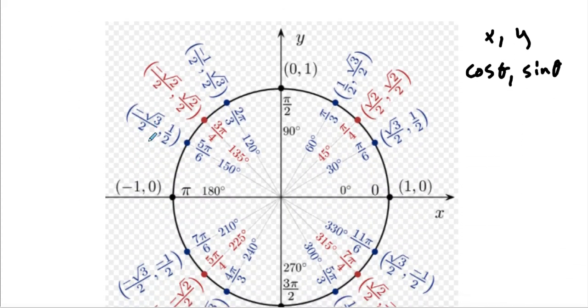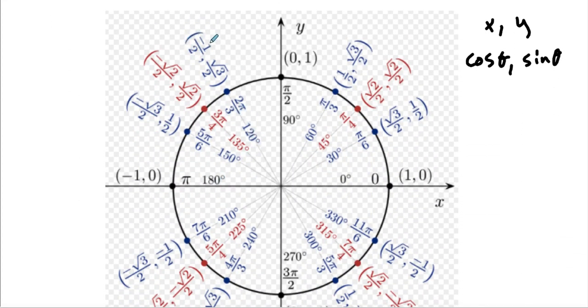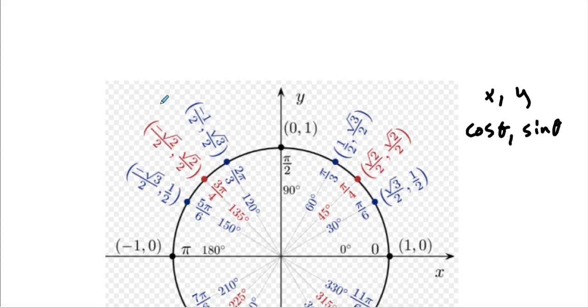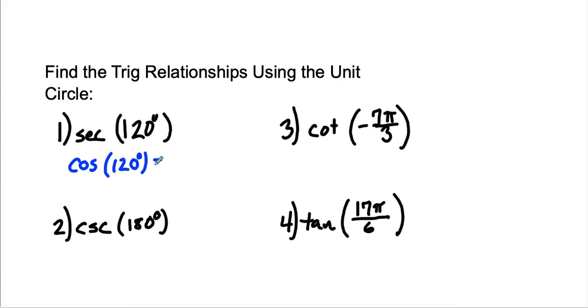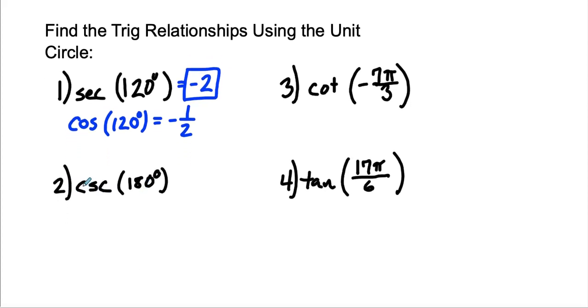So I go down to my unit circle. I look here and I see my x value is negative 1/2. All right, so cosine of 120 is equal to negative 1/2. So that means secant of 120 is equal to negative 2. And I'm done with that one. So on to the next one.